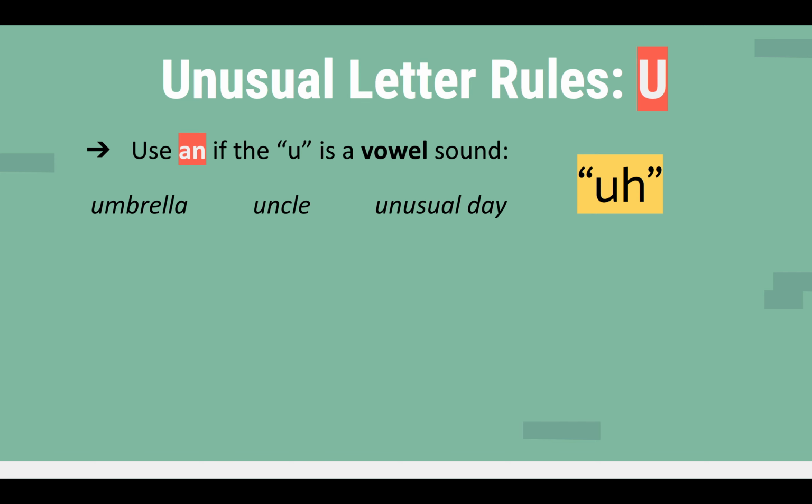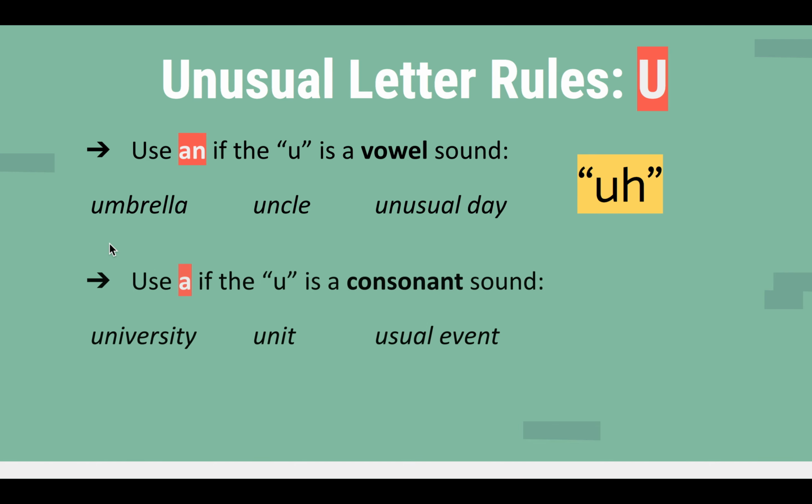Do you hear the "uh" in each of these words at the beginning? So that means it's a vowel sound, and therefore we will use an before it. An umbrella, an uncle, an unusual day. On the other hand, we use a if the U is a consonant sound.